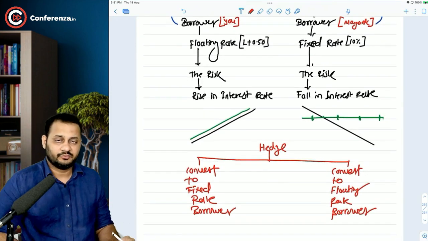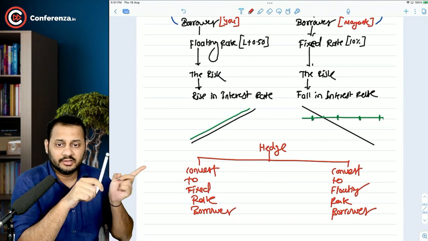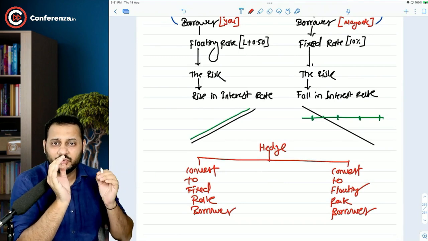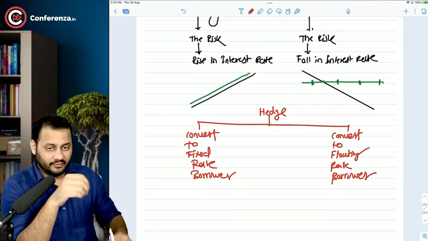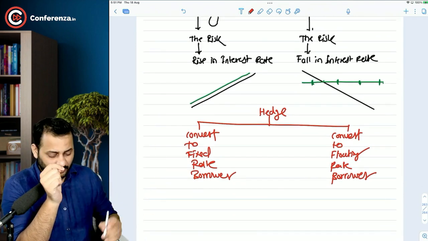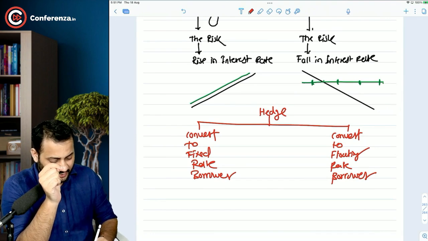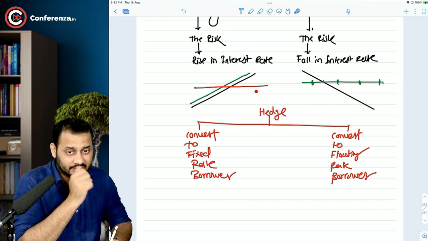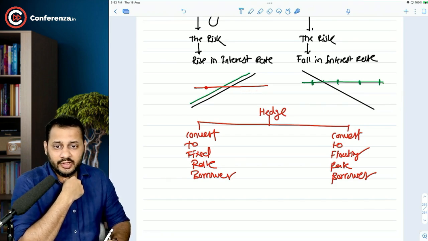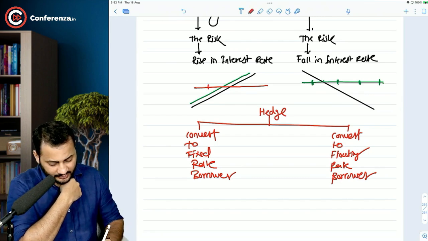Now understand, this is the red line. This is the red line which will show what will happen after converting. So if this guy converts himself into a fixed rate borrower, he will be paying the fixed rate of interest all the years, right? And it will be, let's say, if we fix it today, it will be like this. So the red line indicates that today you might be paying higher than this, but at this point, let's say this point, this point, this point, this point.